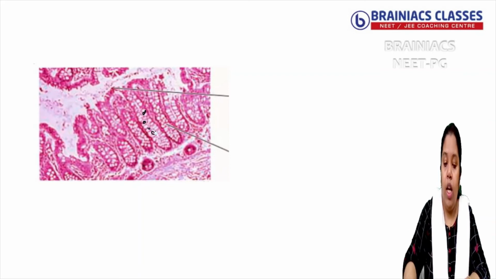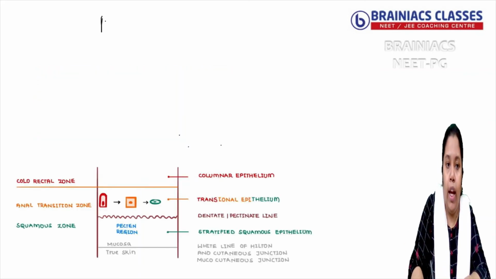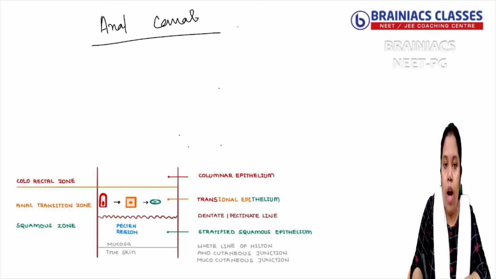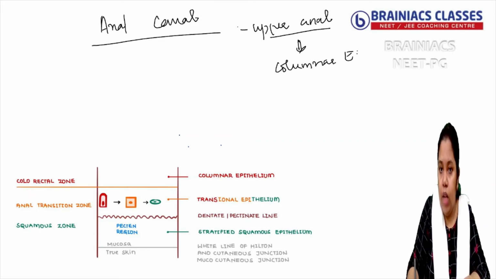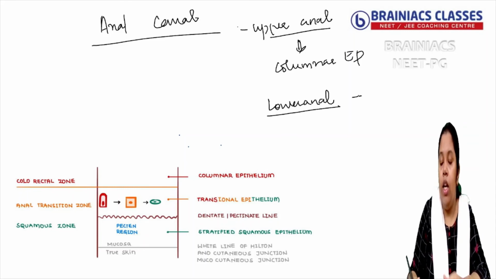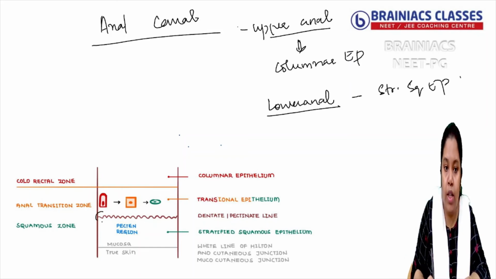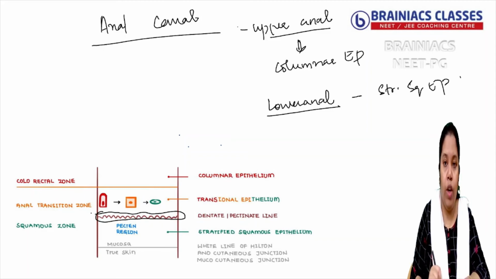Okay, right. Now I want to discuss something about the anal canal. You know, the anal canal has a transitional zone. Okay, so the upper anal canal is derived from the endoderm, right? So it will have the columnar epithelium. The lower anal canal is derived from the ectoderm. So it will have stratified squamous epithelium, right? So there is a line which separates the upper anal canal and the lower anal canal, that is the dentate line or the pectinate line.